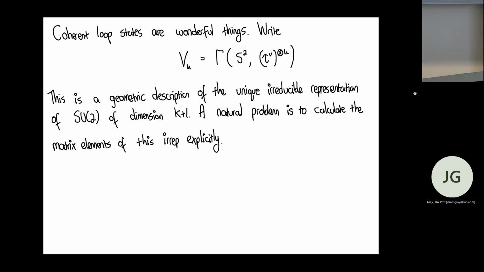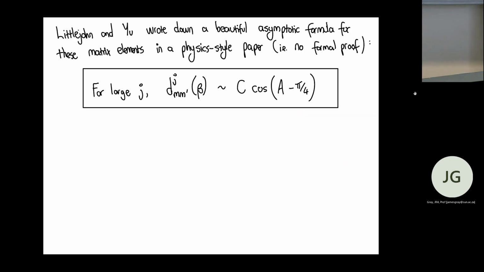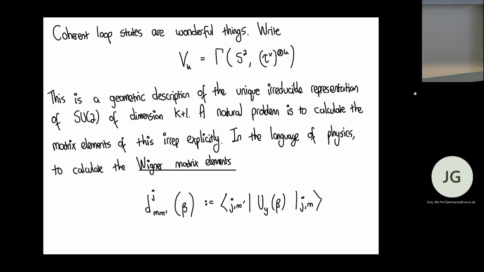A natural problem in maths is to calculate the matrix elements. A representation of a group associates to each group element a matrix, like a linear map from a vector space to itself. And we'd like to calculate the matrix elements of that representation explicitly. In the language of physics, they would call this calculating the Wigner matrix elements. Okay? So we're doing a rotation by an angle beta, and then you have to calculate these matrix elements. Wigner was the father of group theory in physics in the 1950s.